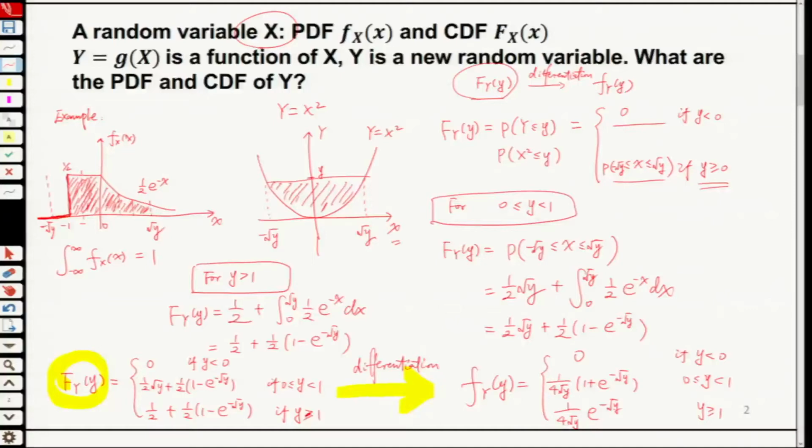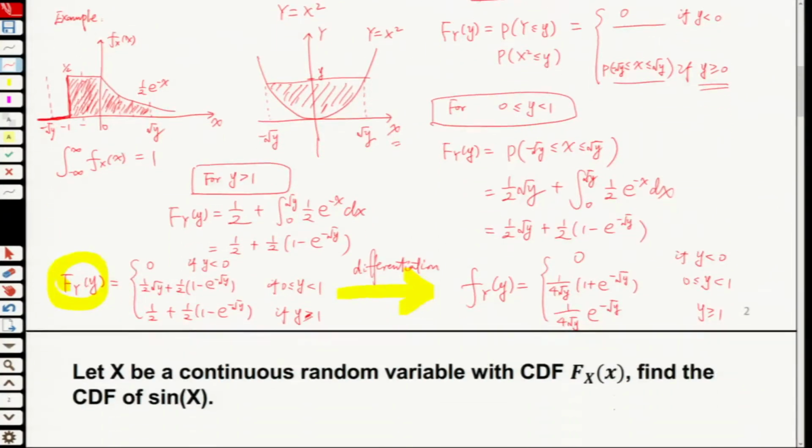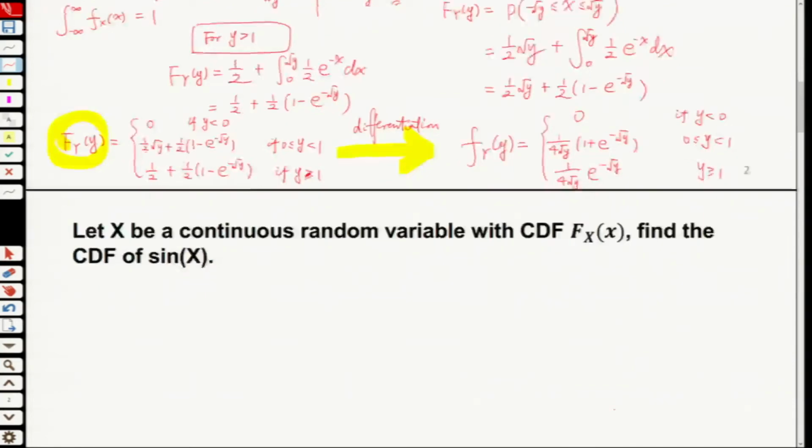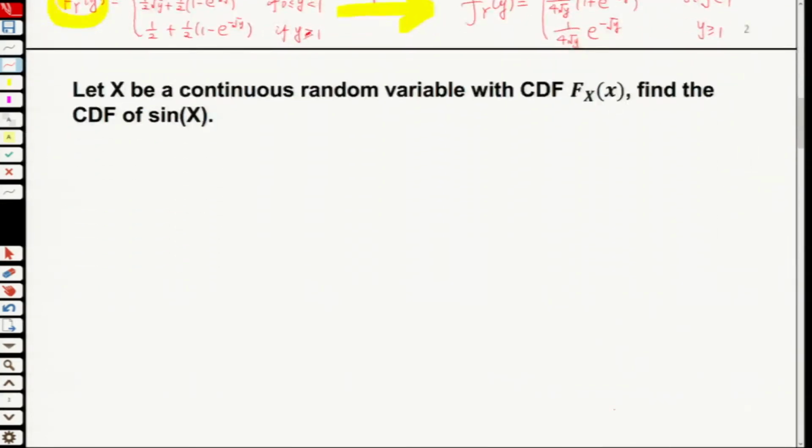Next one is y equals sine x. Now X is a continuous random variable with a CDF. So we know the CDF. We were not given an explicit CDF function, but we're just telling you that F_X is the CDF function for X.